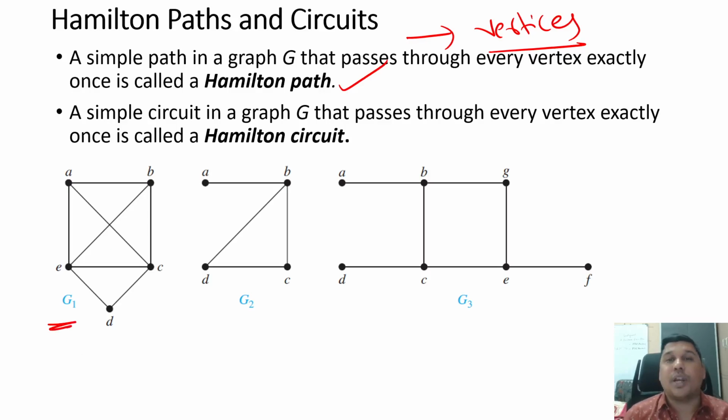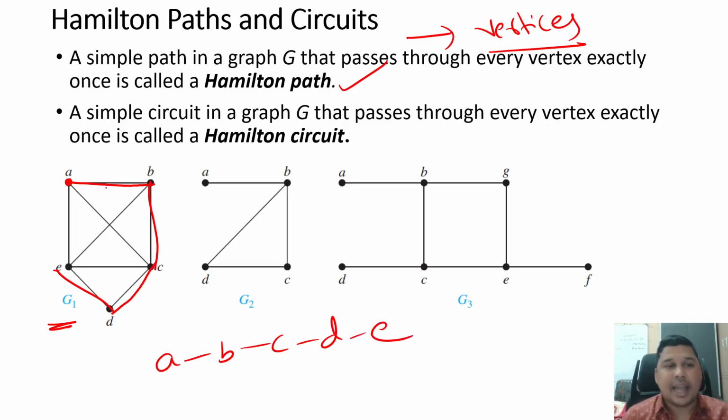Let's see this graph G1. Let us check whether it has a Hamiltonian path or not. I will start from A. I want to visit only the vertices. I will go to B. From B I will come to C. From C I will go to D. And from D I can come to E. So there is a path, A to B to C to D and E. I have a path where I am able to cover all the vertices exactly once. I have covered all the vertices.